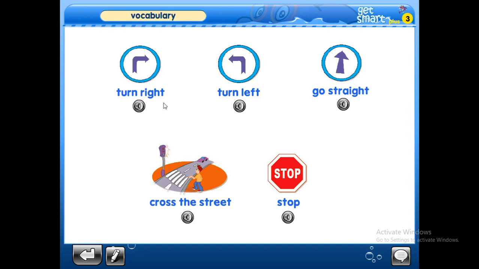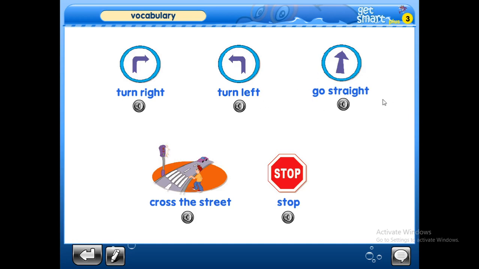Most of us use our right hand to write words. Now, of course, there are few of us who use the left hand to write as well.